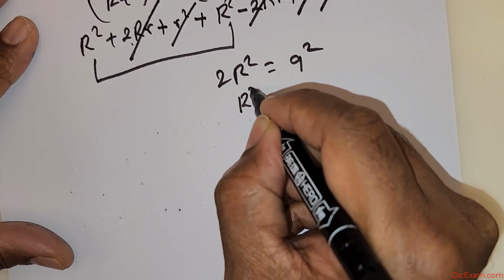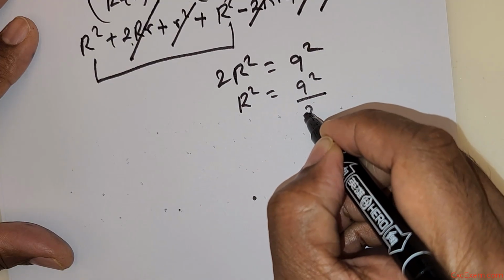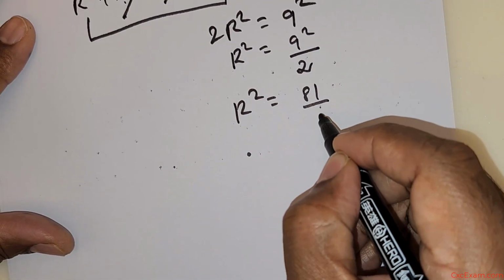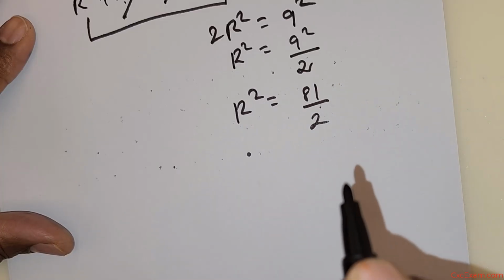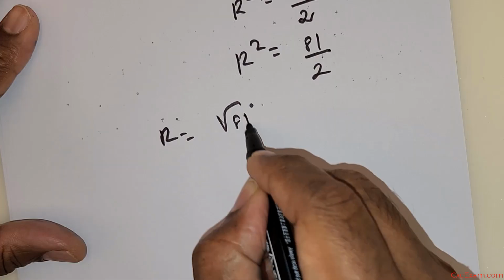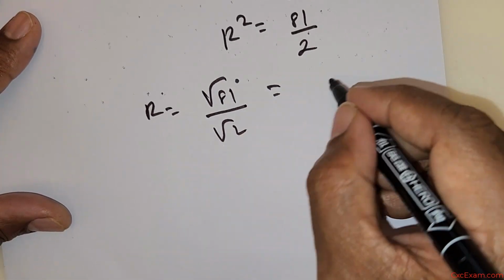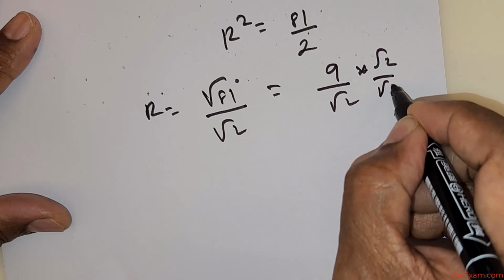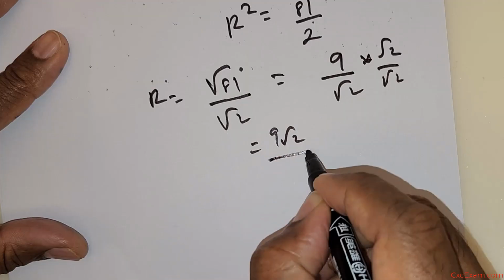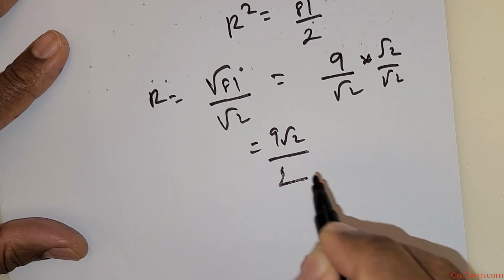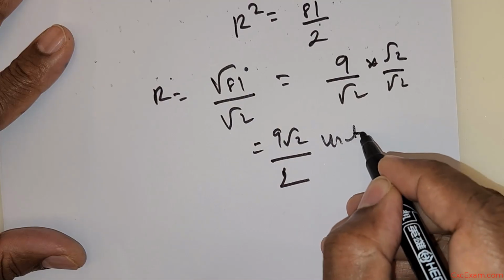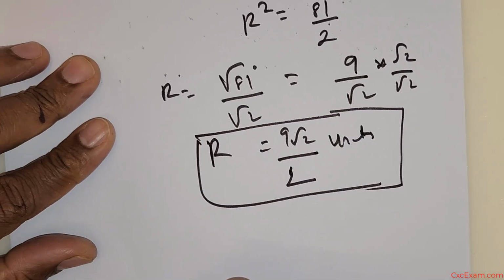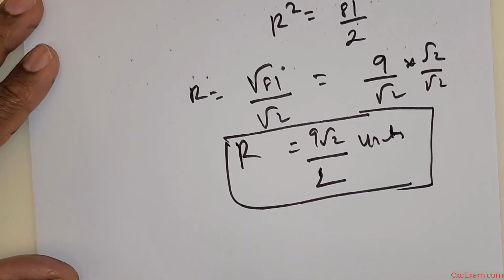Right. So r squared is equal to 9 squared over 2. So that means r squared is equal to 9 squared, which is 81, divided by 2. So r is equal to root of 81 divided by root of 2. Root of 81 is 9 divided by root 2. Now you multiply by root 2 divided by root 2, you get 9 root 2 divided by root 2 into root 2, which is 2 units. So this is the requirement, find r. So r's value is this, and that completes the solution for this question.